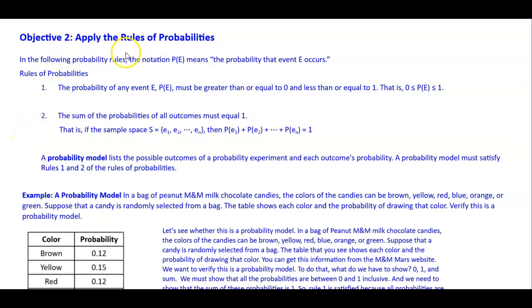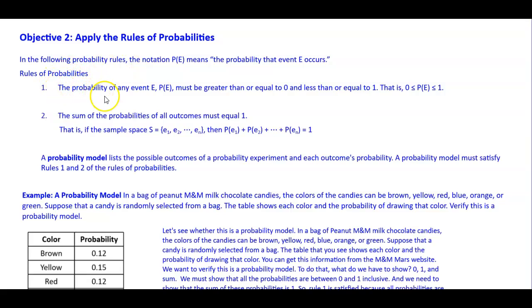Objective 2. Apply the rules of probabilities. In the following probability rules, the notation P of capital E means the probability that event E occurs. Now, the rules of the probabilities are the following.